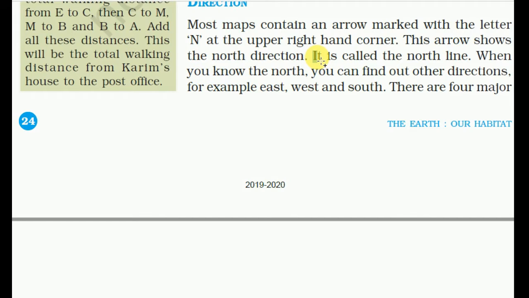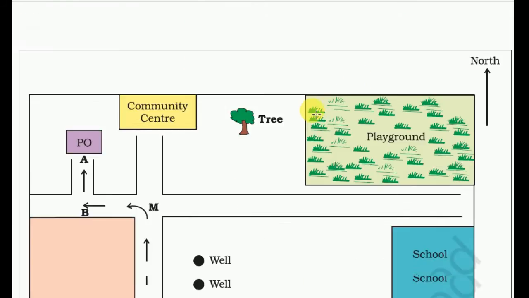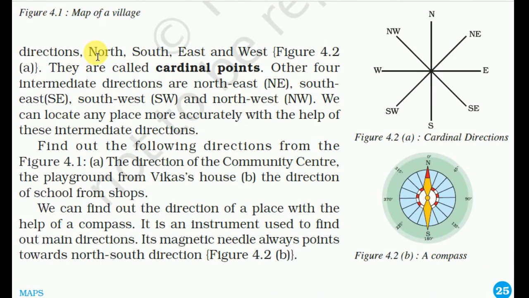When you know the north, you can find out other directions, for example, east, west and south. There are four major directions: north, south, east and west. They are called cardinal points. The other four intermediate directions are northeast, southwest, southeast and northwest. We can locate any place more accurately with the help of these intermediate directions.